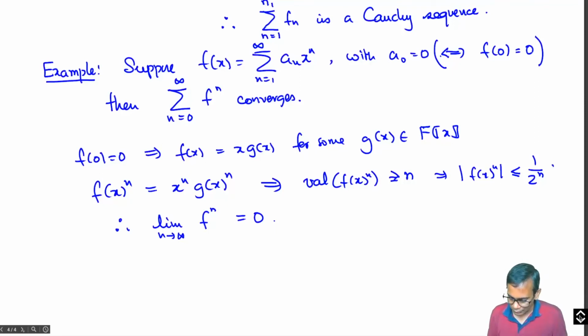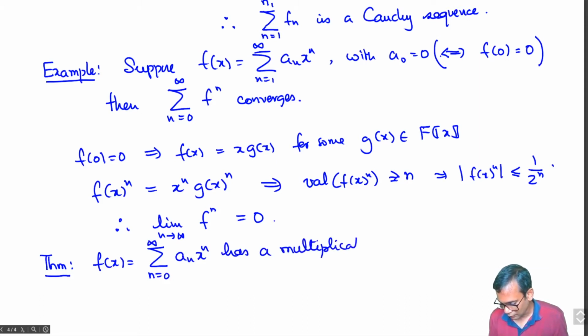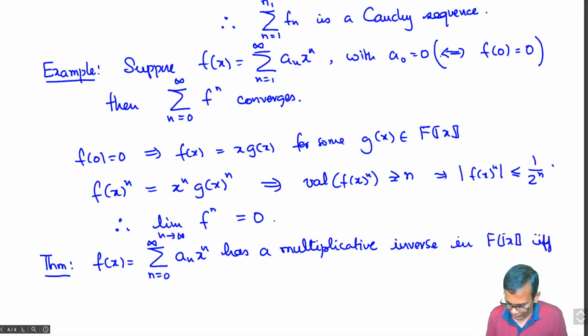Okay, and we'll use this to give a nice simple theorem for what are the units in the ring of formal power series. So the theorem says that f(x) equals summation n equals 0 to infinity a_n x^n has a multiplicative inverse in the ring of formal power series if and only if a_0 is not equal to 0.